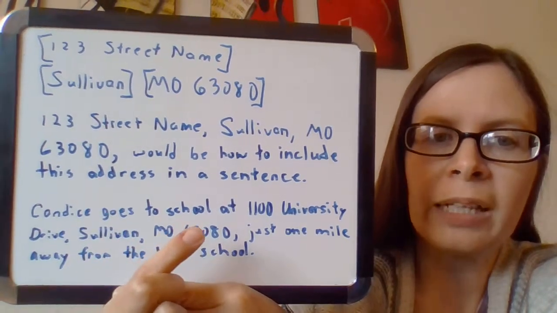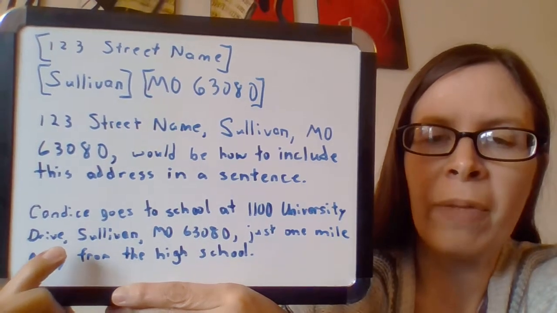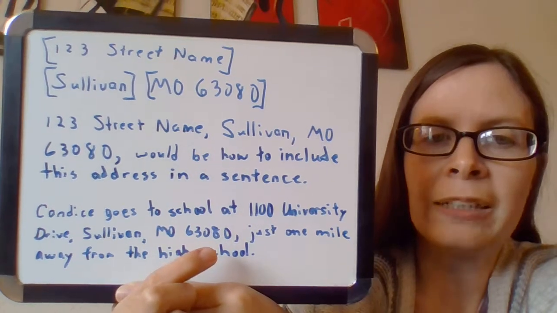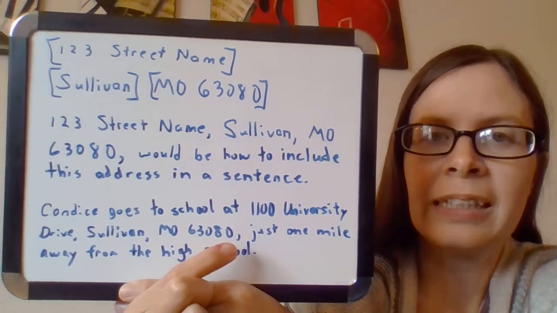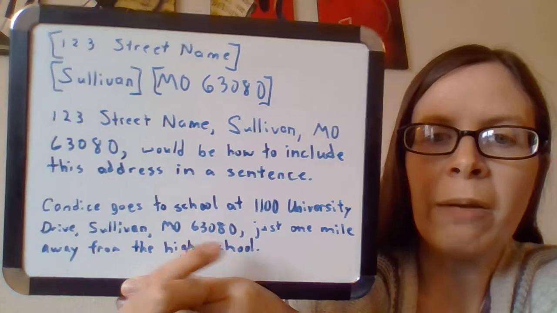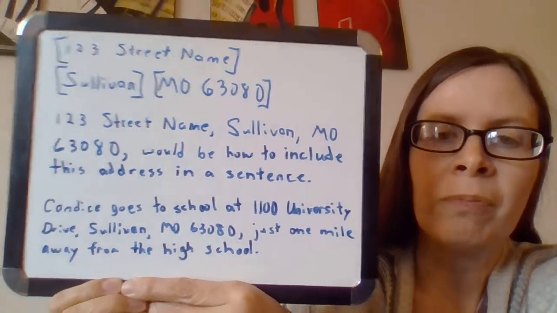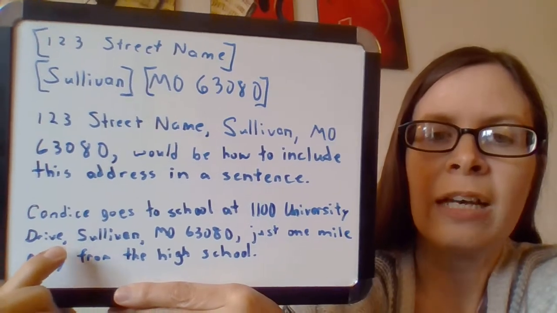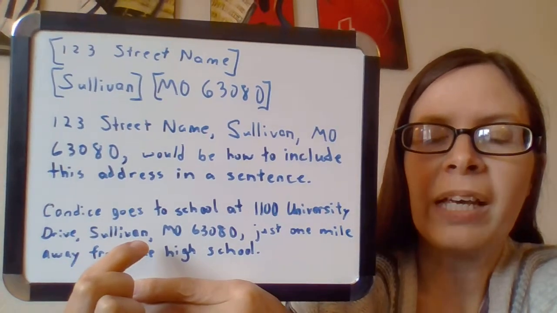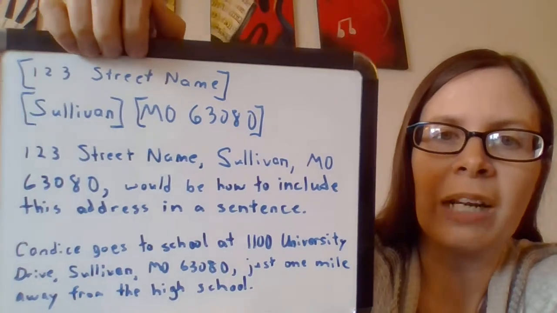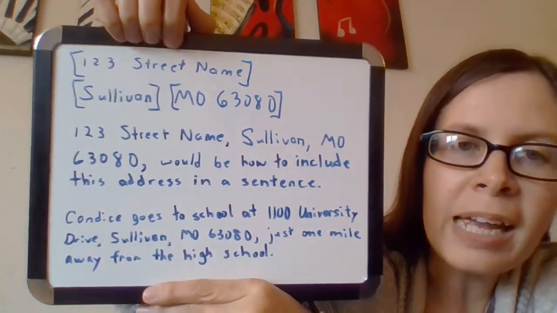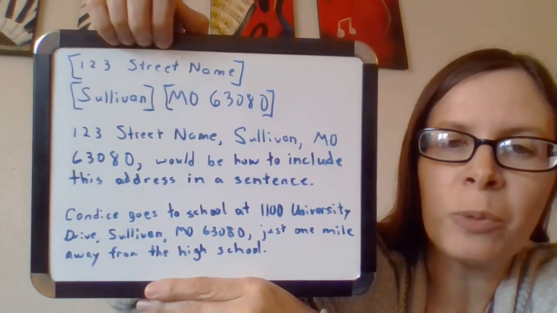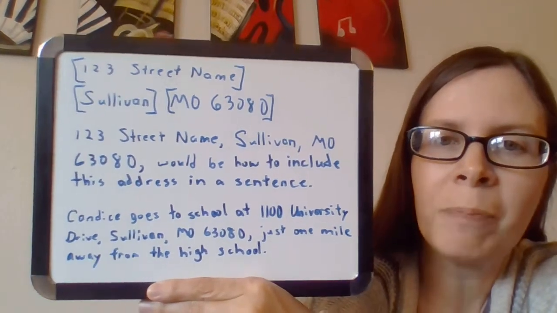Candace goes to school at 1100 University Drive, comma, Sullivan, comma, Missouri 63080, comma, because the sentence continues, just 1 mile away from the high school. Okay, so we had several things listed. We had a comma after the street, we had a comma after the city, and because there's more than two of these items that I've got up here, see how there's 3 items there? Anytime you have 2 or more of these in a sentence, you always get a comma after the last one. I'll show you guys more examples, okay?